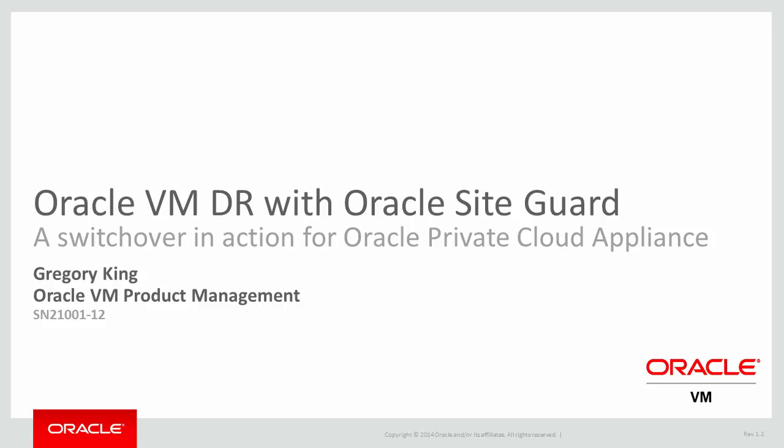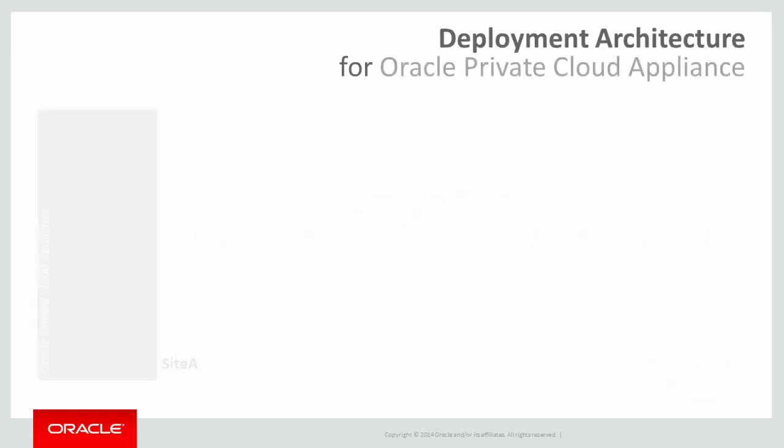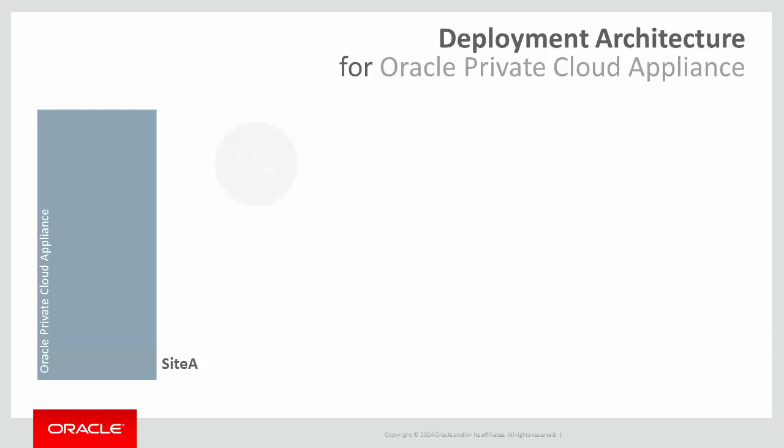We're going to see Oracle SiteGuard transition an entire business system in a planned outage from an Oracle private cloud appliance in one data center to a second private cloud appliance in another data center. Oracle private cloud appliances, or PCAs, are engineered systems optimized to get you up and running with Oracle VM in a single day. There is a PCA at Site A data center that is connected to an external storage array.